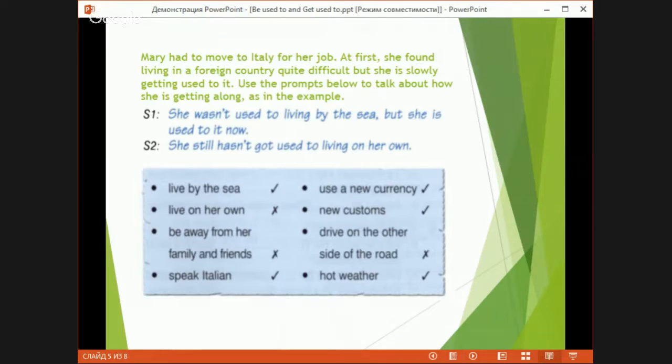The next task, let's look. We have here Mary. She had to move to Italy for her job. Lucky Mary. At first, she found living in a foreign country quite difficult, but she's slowly getting used to it. Use the prompts below to talk about how she's getting along, as in the example. She wasn't used to living by the sea, but she is used to it now. Or, she still hasn't got used to living on her own. Please think how to describe your situation at the moment. After that, I will help you a little bit, telling you the answers.